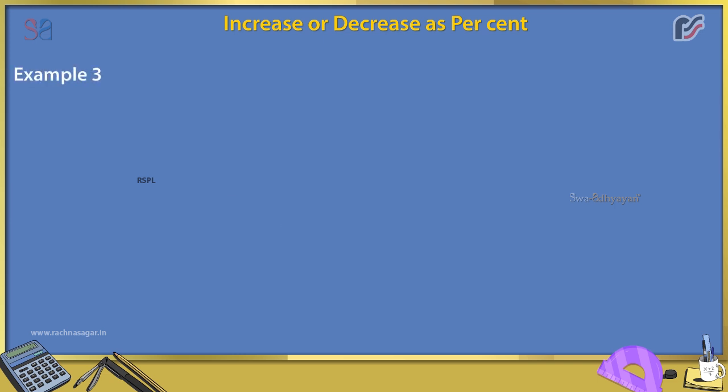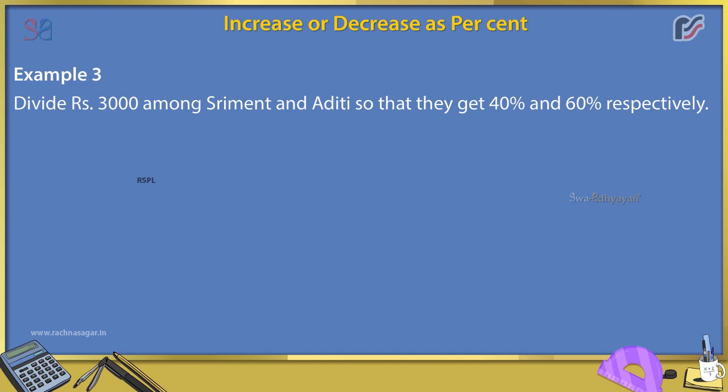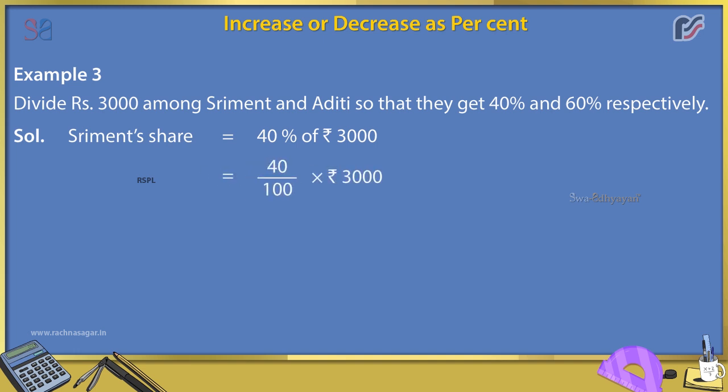Example 3. Divide ₹3,000 among Srimant and Aditi so that they get 40% and 60% respectively. Solution. Srimant's share is equal to 40% of ₹3,000, which is equal to 40 by 100 into ₹3,000, which is equal to ₹1,200. So, Aditi will get ₹3,000 minus ₹1,200, which is equal to ₹1,800.